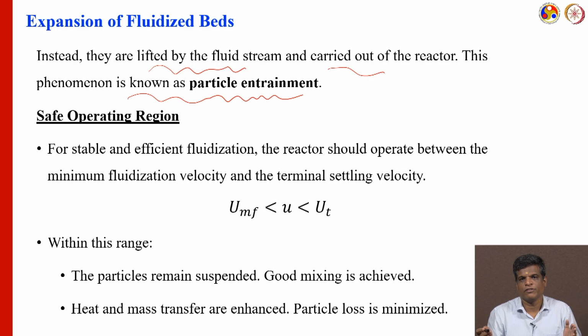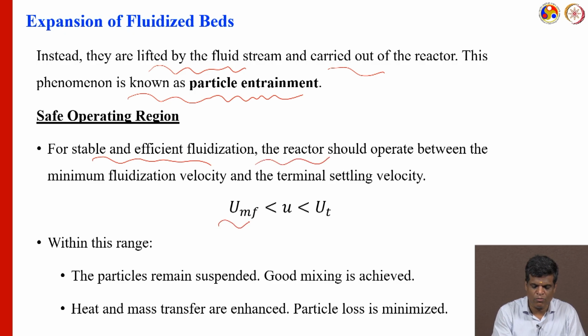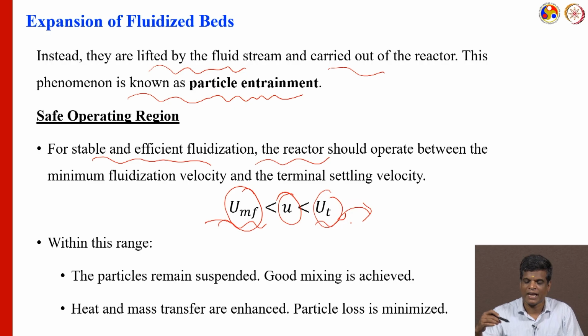So, what is the safe operating region? If somebody asks, it should be a stable and efficient fluidization. The reactor should operate between UMF and UT. If you want to fluidize the bed and control it, you should operate within the UMF to UT range, not less than that. If you go below, it behaves as a fixed bed or packed bed. If you go above, the particles will be carried out of the reactor. That is the reason we have to operate within this range.